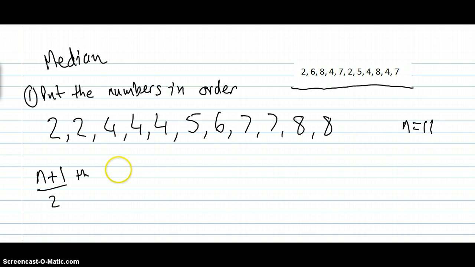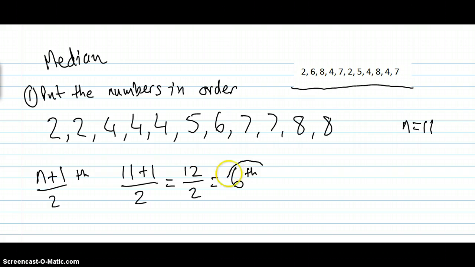There's 11 scores, so 11 plus 1 divided by 2, 12 divided by 2, which makes 6. So we're looking for the 6th number in the list. Let's count along. 1, 2, 3, 4, 5, 6. There it is. 5 is the median for this data.